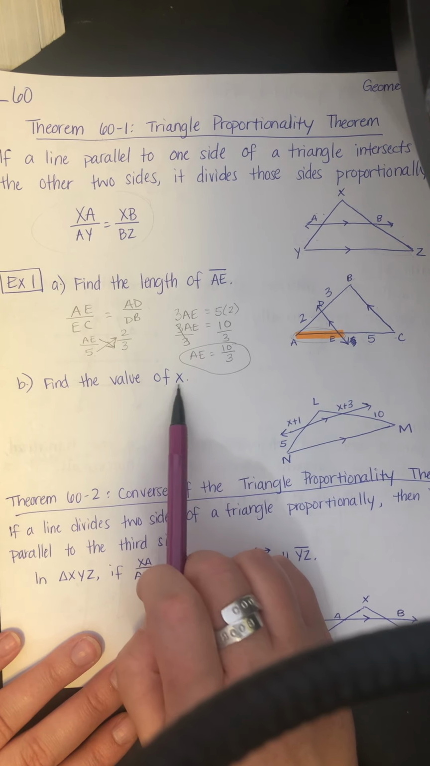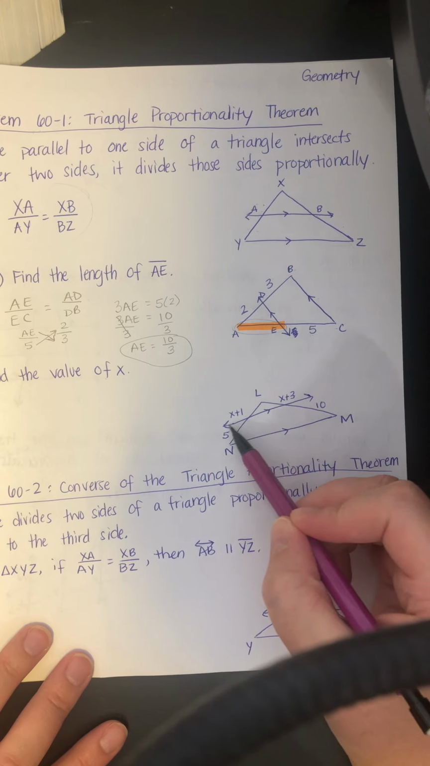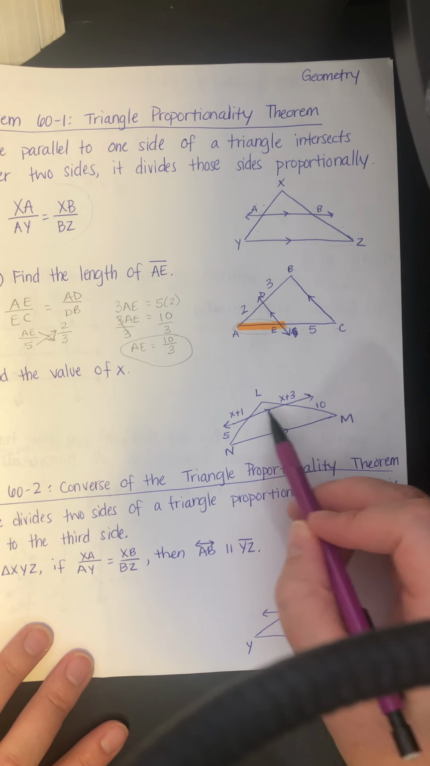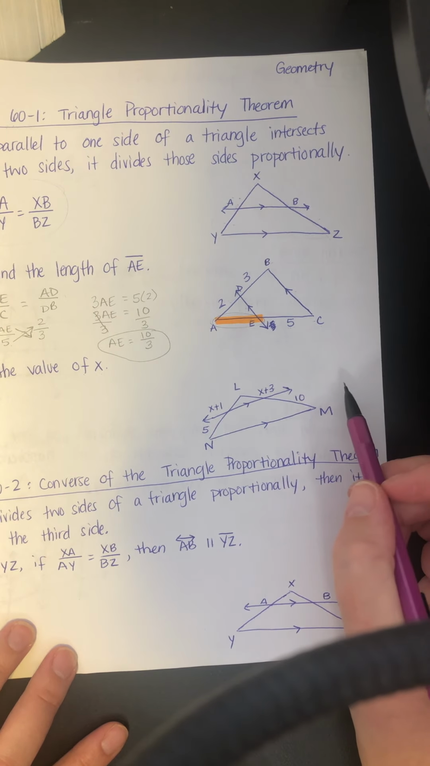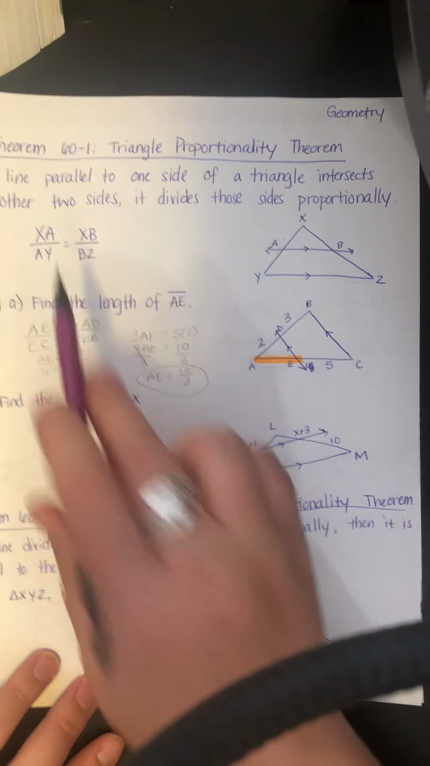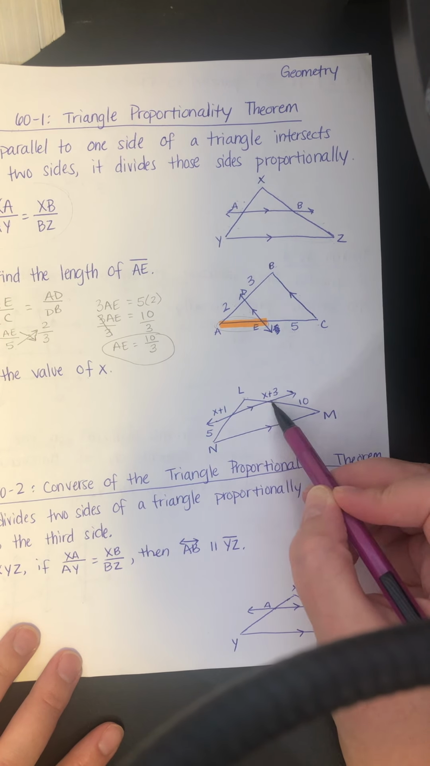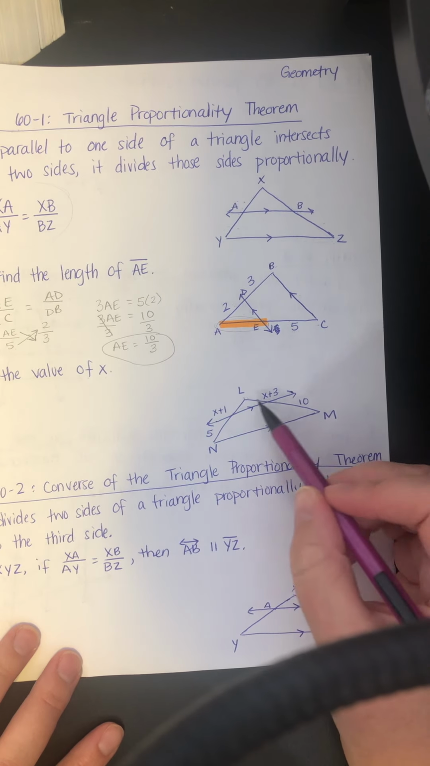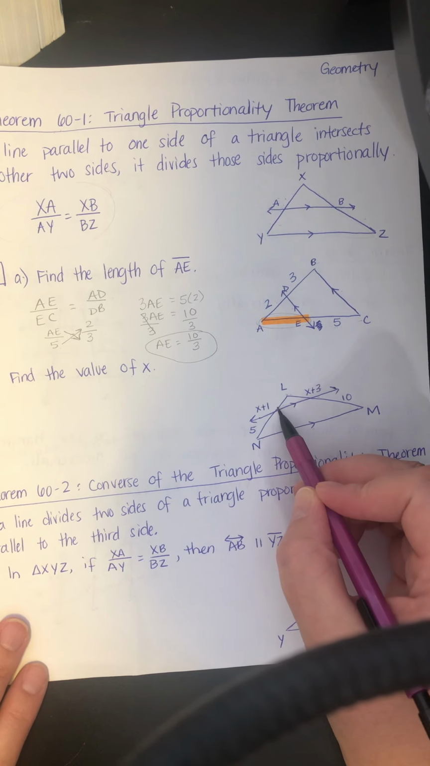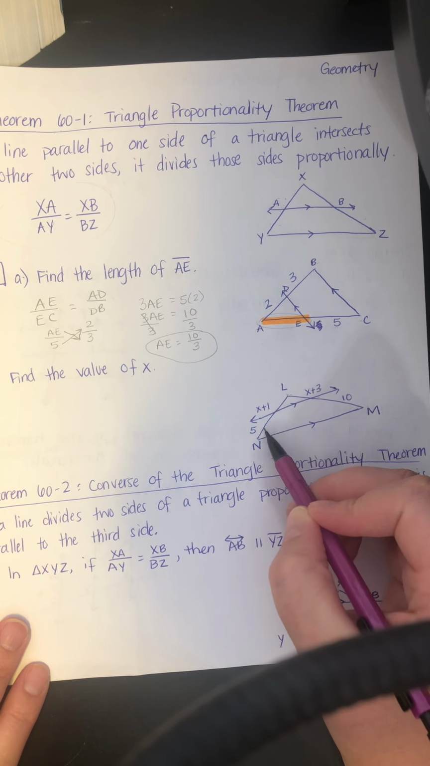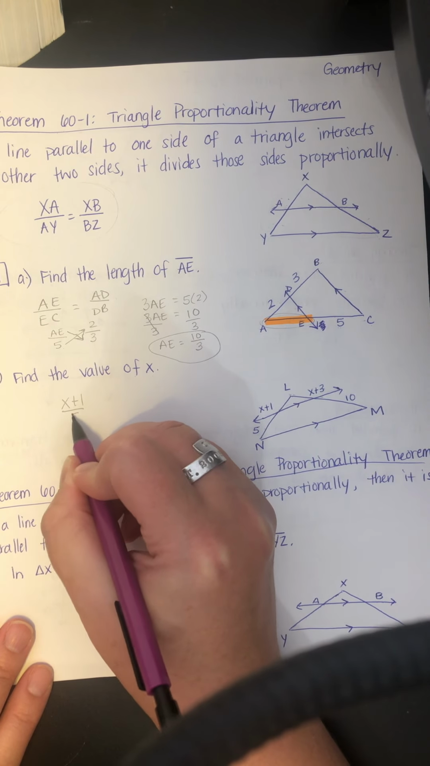For B, it says find the value of X. Okay, we have X here. So it's a triangle. It's cut by this line right here, and this line is parallel to segment NM. Now that means with our theorem 60-1, this segment and this segment are going to be the same, 5 and 10, okay? Not the same, I'm sorry. They're going to be proportionate to each other. So we have X plus 1 over 5. That's going to be our first proportion.